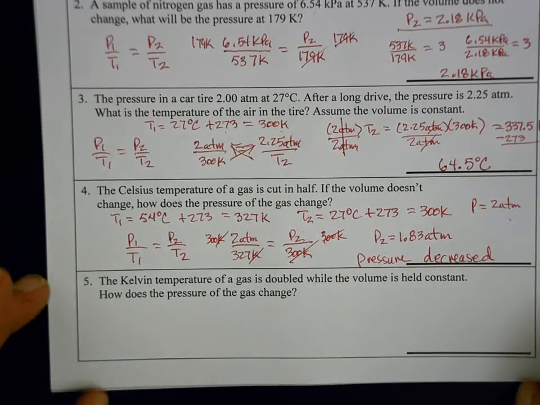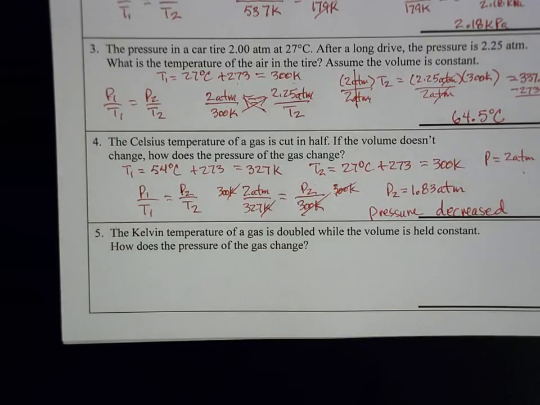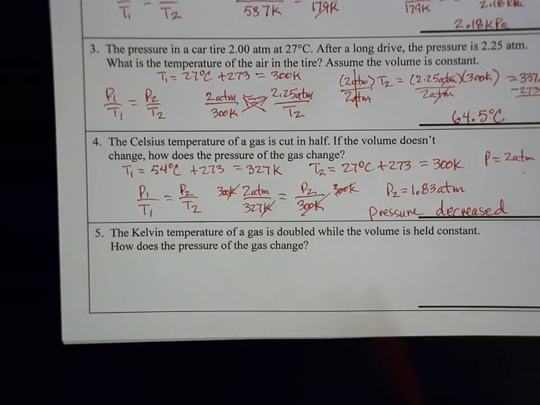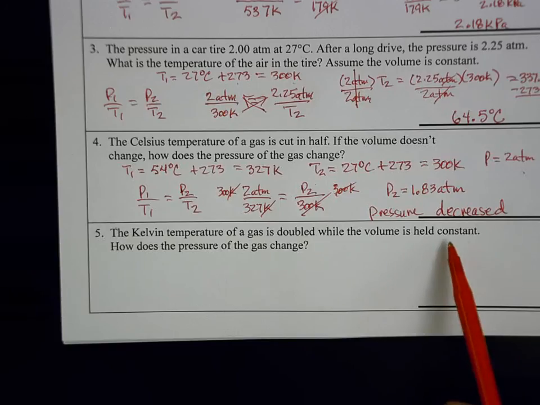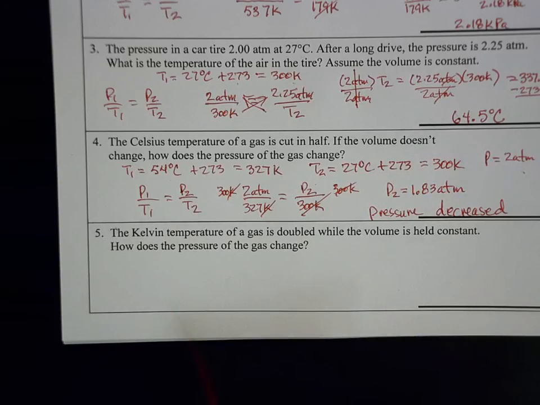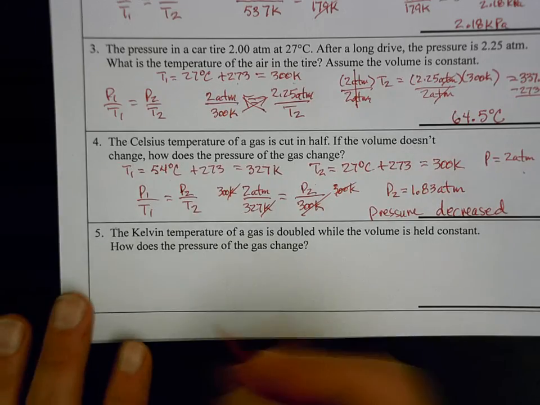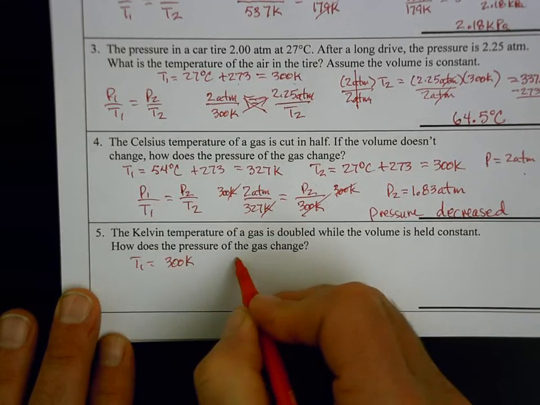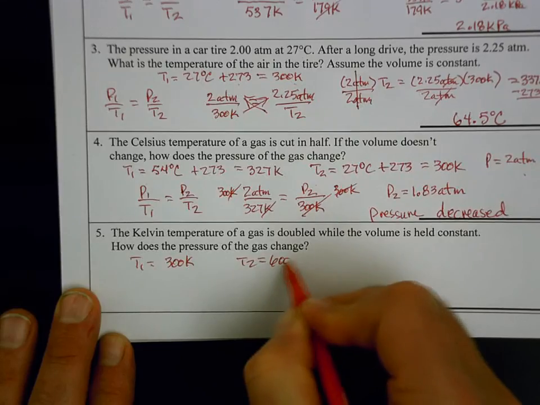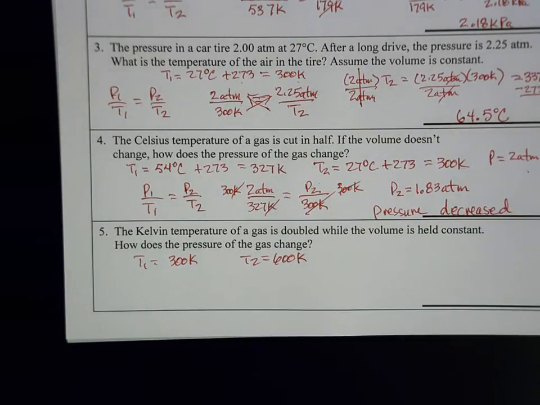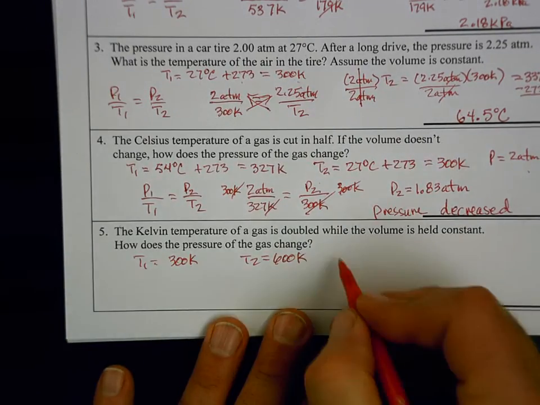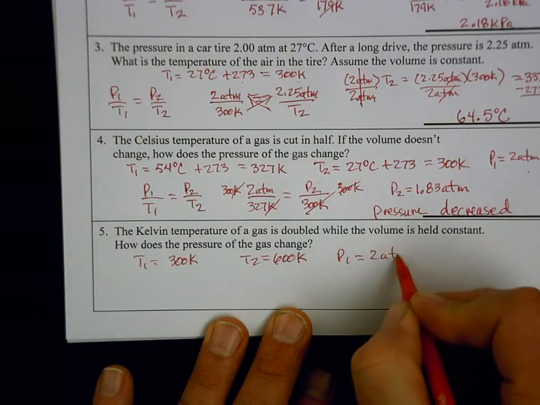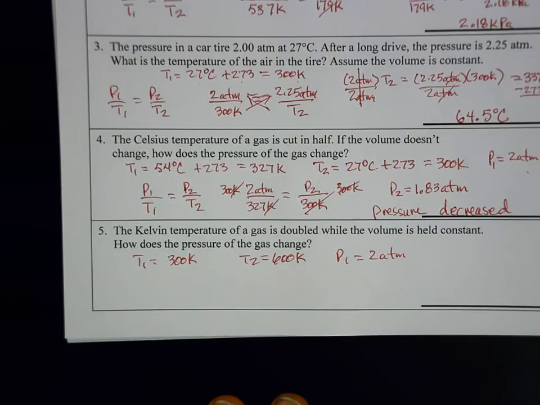However, now let's look at problem 5. The Kelvin temperature is doubled while the volume is held constant. So the volume doesn't change. In all of these, the volume can't change. How does the pressure change? Now, hey, T1, 300 K, T2, 600 K. Again, we're just making them easy. And let's go ahead and make P1 be that 2 atmospheres. Okay, nice easy numbers.